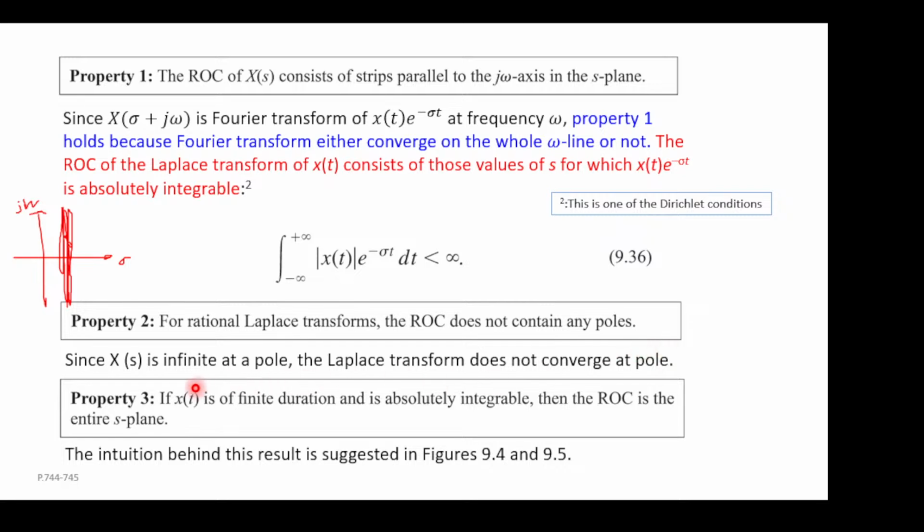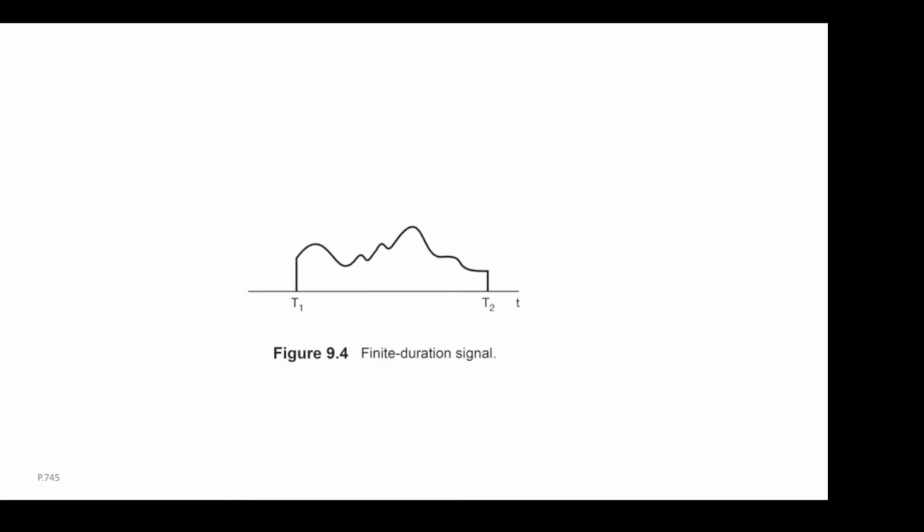And then property 3. Property 3 seems a bit trivial, but it's actually useful sometimes, as we will see. It says that if your x of t is finite duration and absolutely integrable, then your ROC is the entire s-plane. It's easier if we just see the picture first. Here is what we mean by a finite duration signal. It starts at some t1 and ends at t2, and it's 0 everywhere outside.